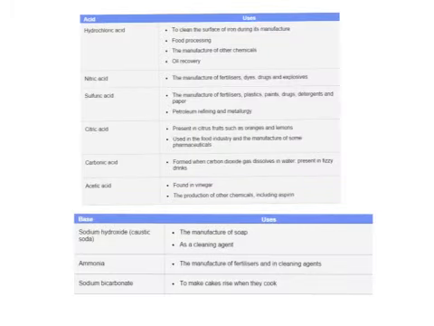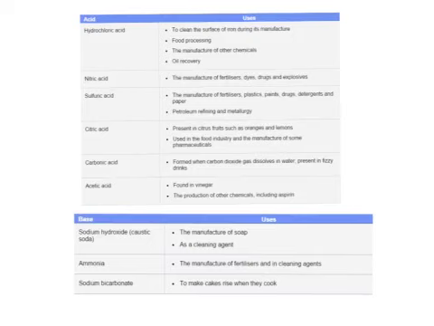So let's look at some examples of acids and bases. Here we have hydrochloric acid. The hydrochloric acid is used to clean surfaces of iron, make it nice and shiny, food processing, manufacture of chemicals, and oil recovery. Okay, nitric acid: manufacture of fertilizers, dyes, drugs, and explosives. Sulfuric acid, very useful in fertilizer, plastics, paints, drugs, detergents, and paper, petroleum refinery, and metallurgy.